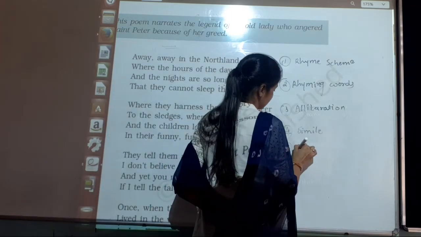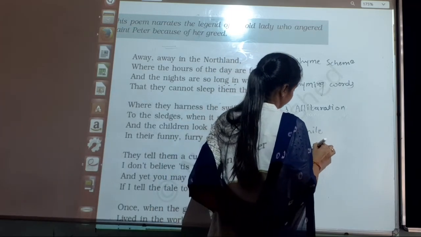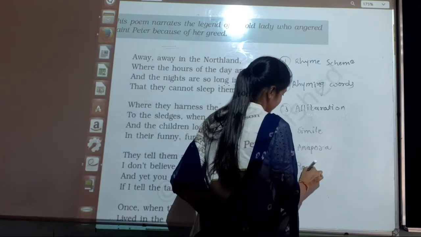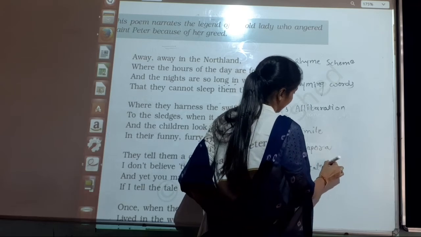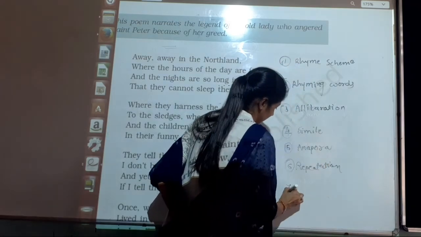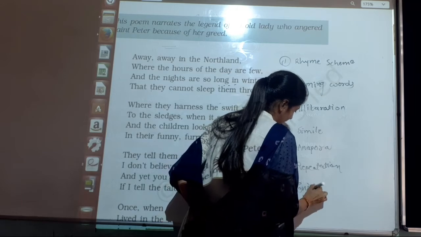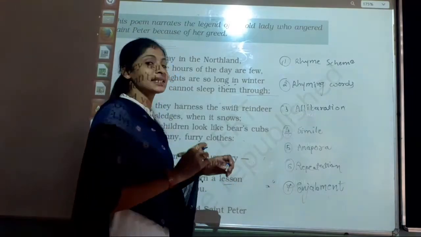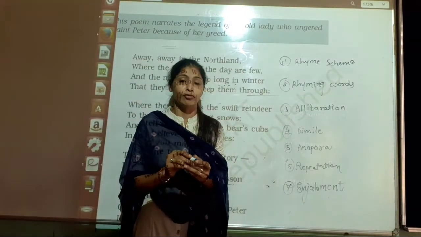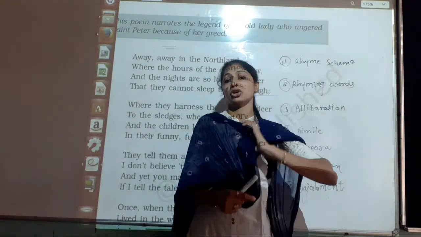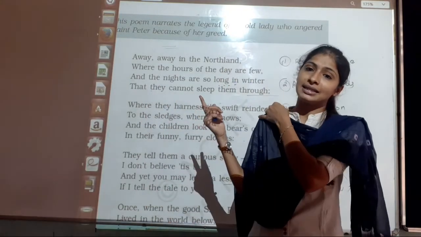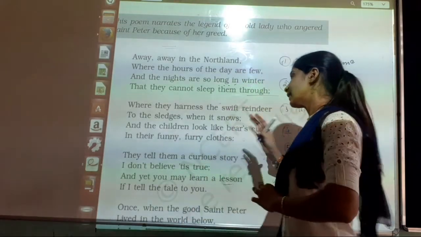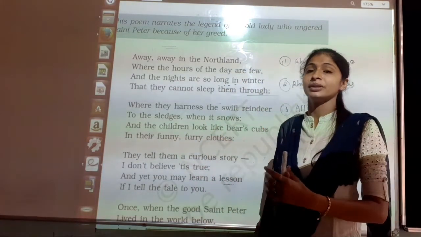Fifth, the examples of anaphora. Sixth, the repetition. And last, the examples of enchantment. So students, you will write these 7 points in your poetic devices, and with their examples you will find them yourself from every stanza of this poem, as I explained here what all the points are and how we can find them from this poem.